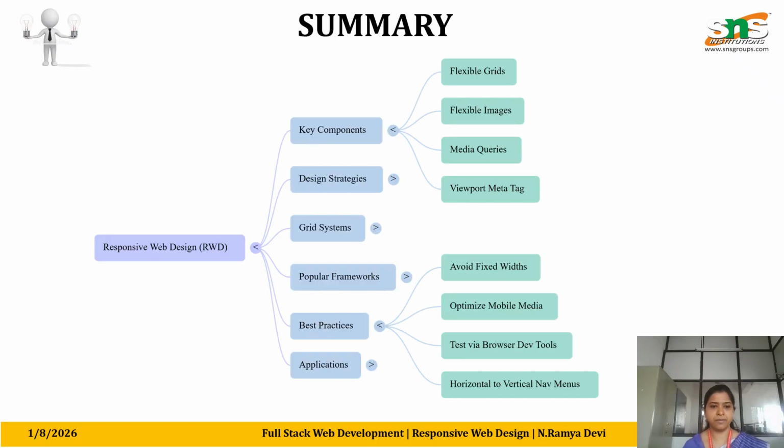This is the overall summary of responsive web design. The key components are flexible grids, images, media queries and the viewport tag. The best practices for responsive web design are to avoid fixed widths, optimize media for mobile, and test via browser development tools. And also the navigation menu should be patterned.